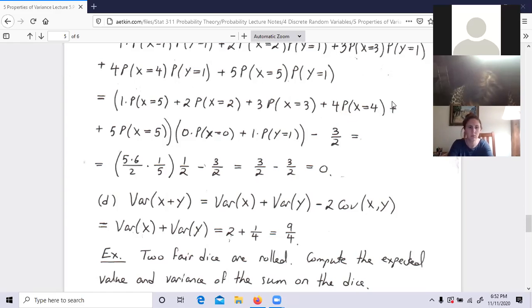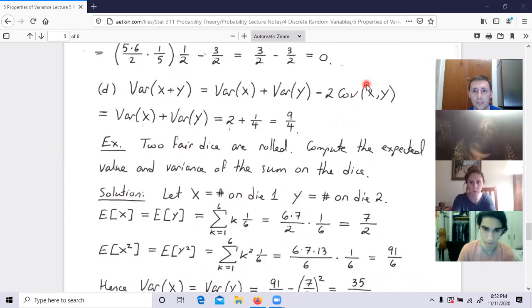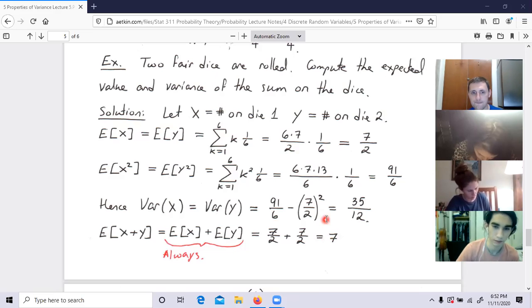Come on, guys. All right, so let's do it. Expected value of each is 7/2. And therefore, the sum of the expected values is 7. So the sum on the dice on average will be 7. Do you agree? I hope you see that intuitively, by the way. You see why the expected value should be that.